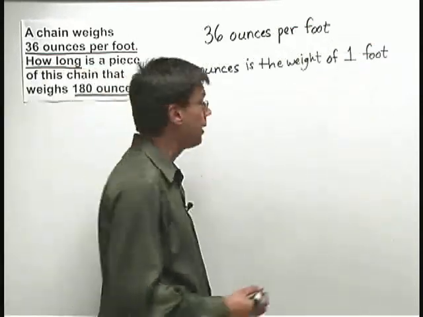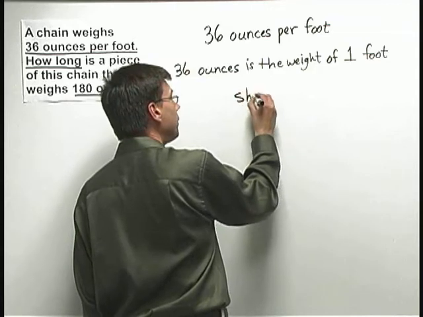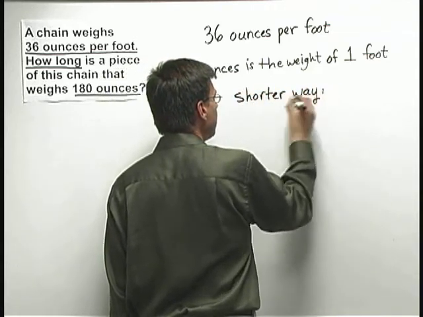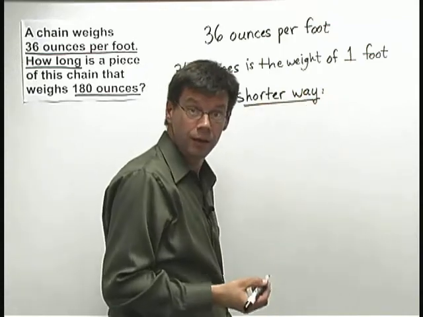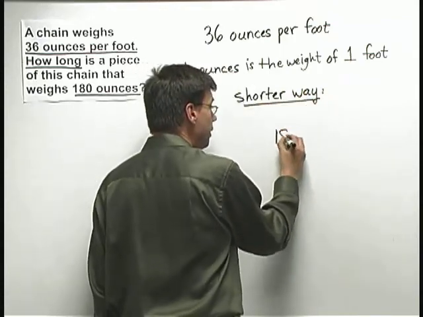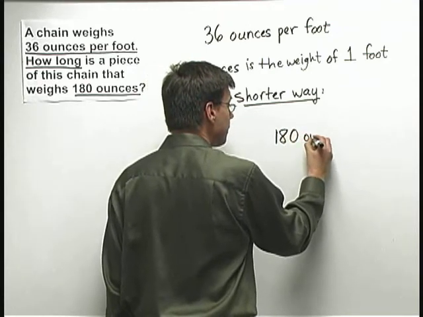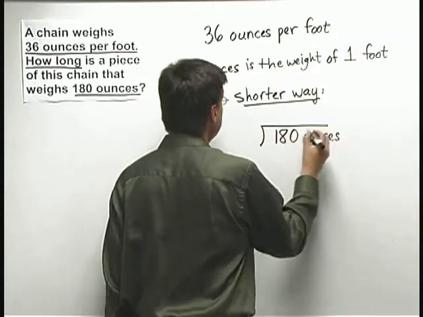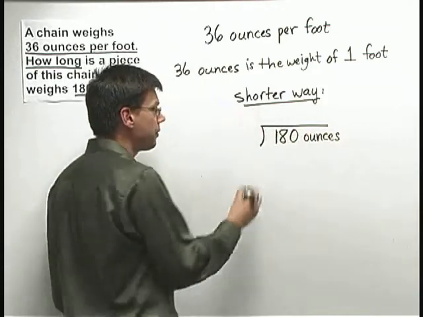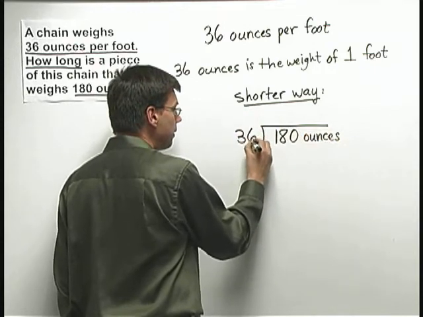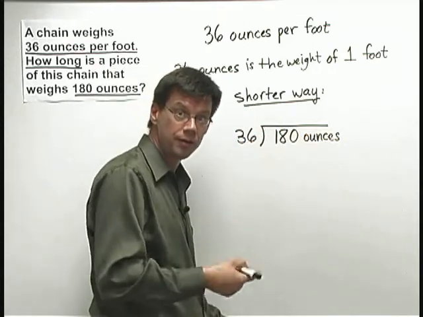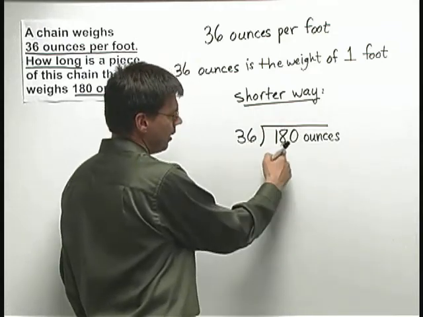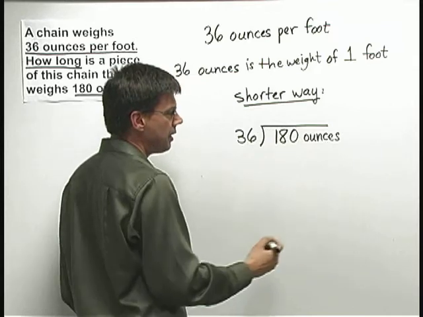So for the shorter way to solve this problem, we just take the total number of ounces, the 180 ounces, and we want to see how many times 36 ounces goes into 180. Each time 36 goes in, that stands for 1 foot of chain. How many times does 36 go into 180?